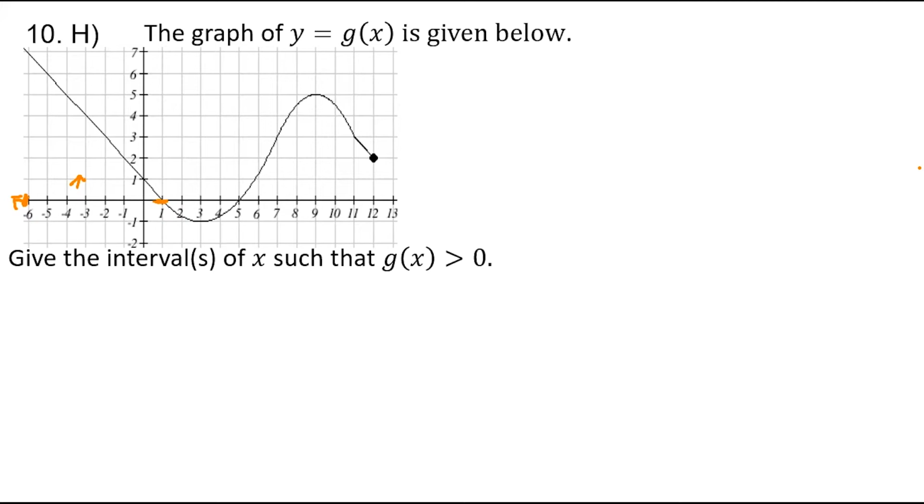Okay, and then from here up to this point here, everything is above the x-axis. So those are the only two sections or intervals that will give us a value that g of x is going to be greater than 0. So let's see what this is, and we'll put this in interval notation.